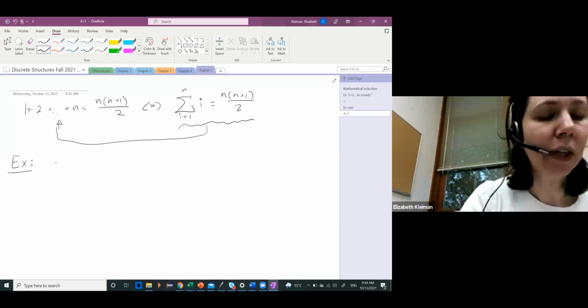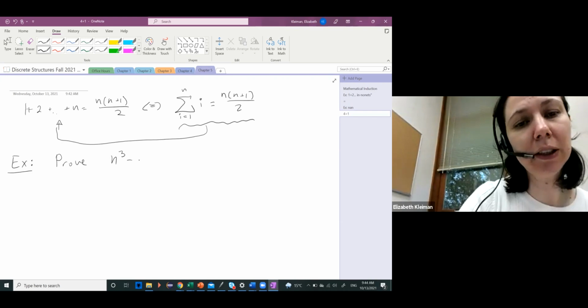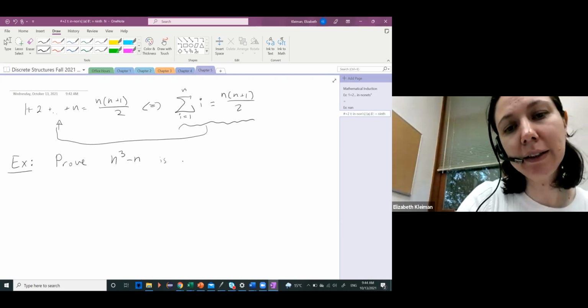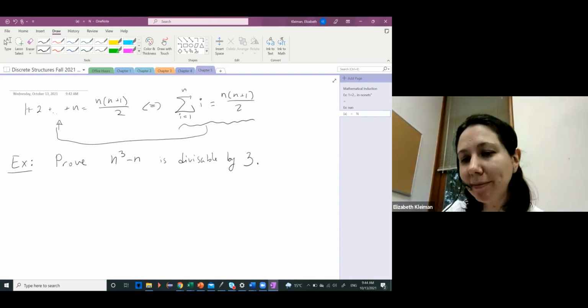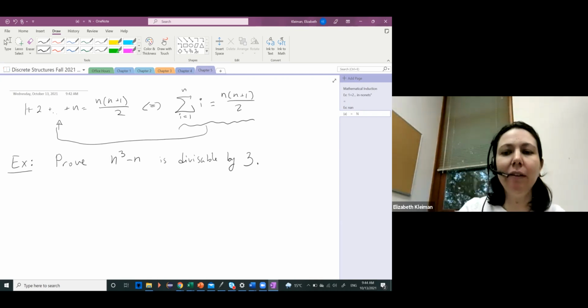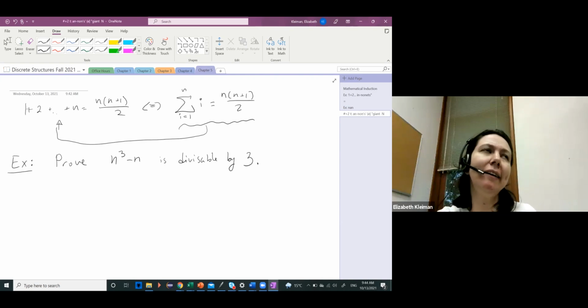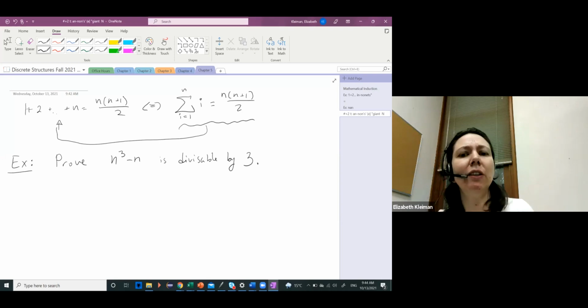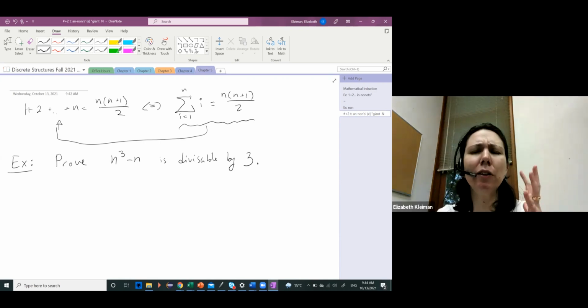So I want to prove n cubed minus n is divisible by 3. How can I prove it? Well, there are different ways of doing it. You can try to use the division by 3, which gives different remainders. So you can decide that n is divisible by 3 or has remainder 1 or remainder 2, but it's going to be a nightmare.